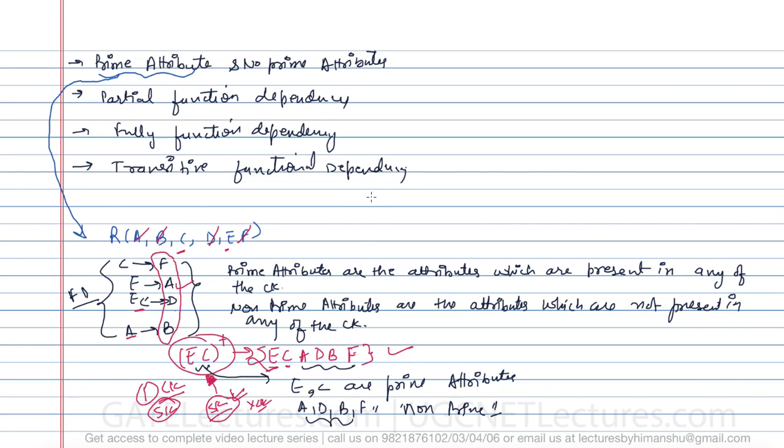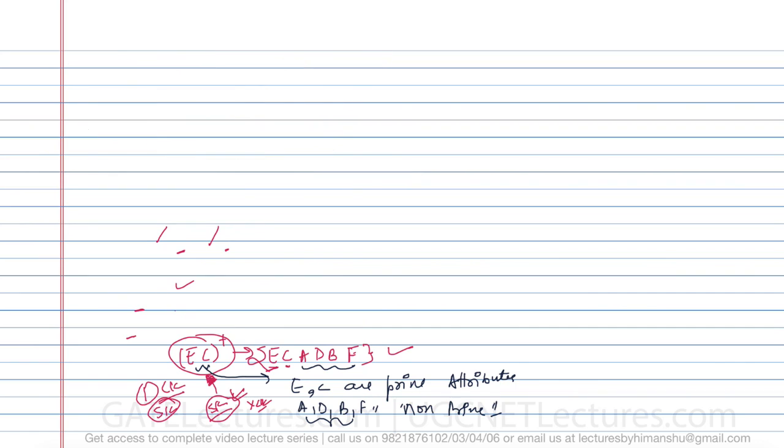Now next is what is a partial functional dependency, fully functional dependency, and transitive functional dependency. Partial, fully, and transitive. Let us discuss them. So we have the following functional dependencies. Number one is fully functional dependency.